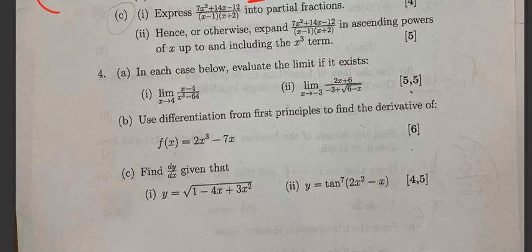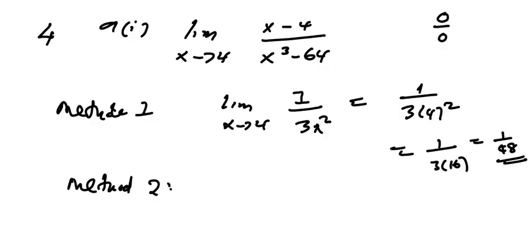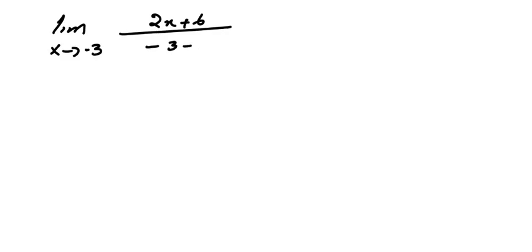Then look at the next one. We're approaching negative 3, and we have a surd in the denominator. So here we're going to rationalize the denominator. This becomes as follows. We have the limit as x approaches negative 3 of 2x plus 6. The down part is negative 3 plus root of 6 minus x. So rationalize, multiply by the conjugate.